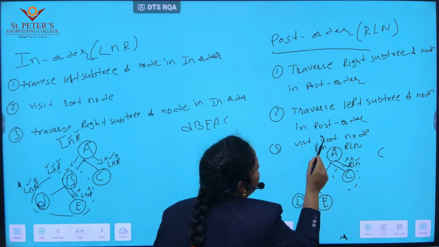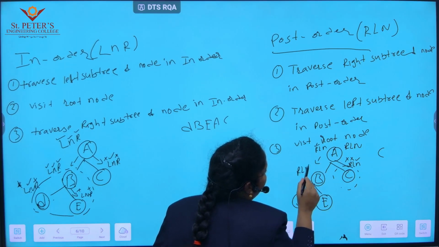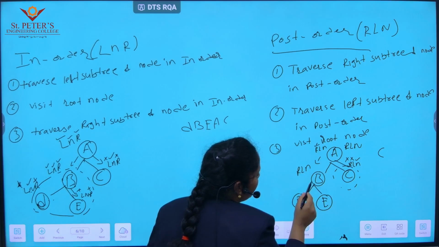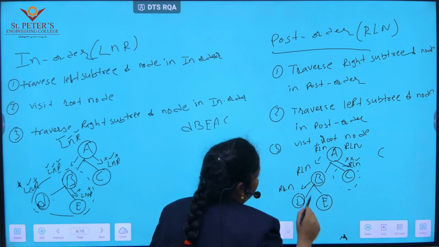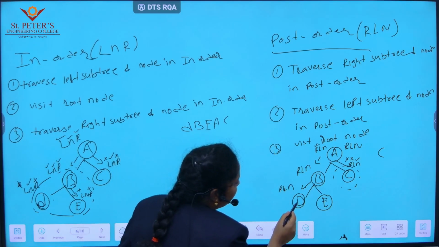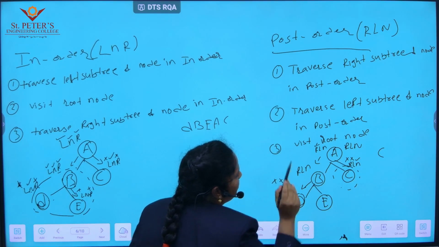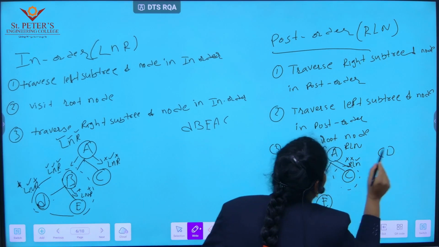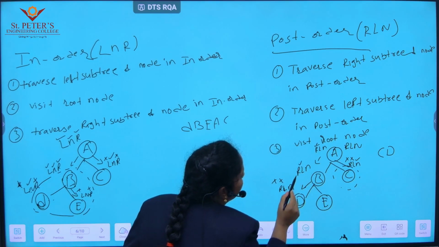So next is L. Come to the left part. RLN. So right is there. Yes, right is there. And again we have to apply this technique, post order technique. Right is there for D? No. Left is there for D? No. Node is there? Yes. Node is there.